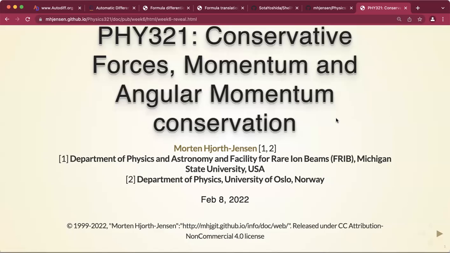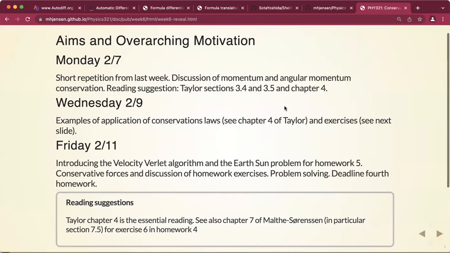So, welcome back, everybody. Just wanted to give you a quick reminder of where we ended last Monday, and what are the plans for the rest of the week. So, if we go back to the slides here, what we did on Monday was to give you a quick repetition of some of the basic properties of conservative forces.